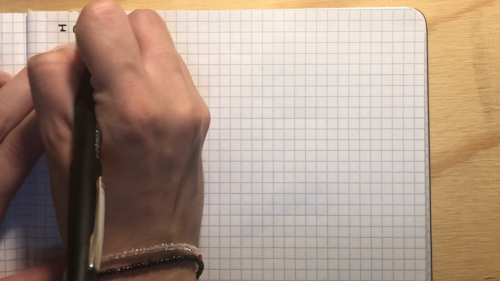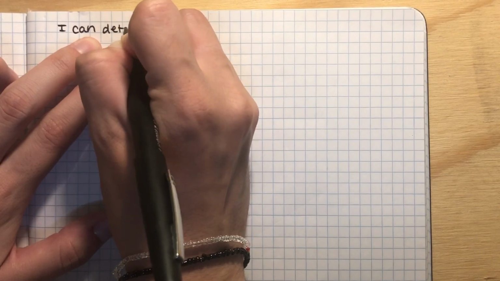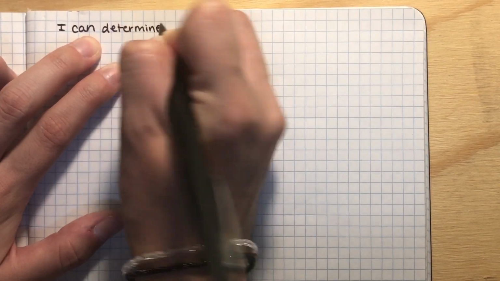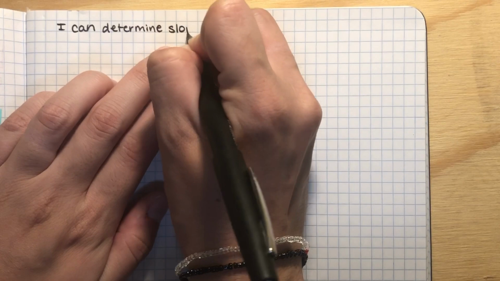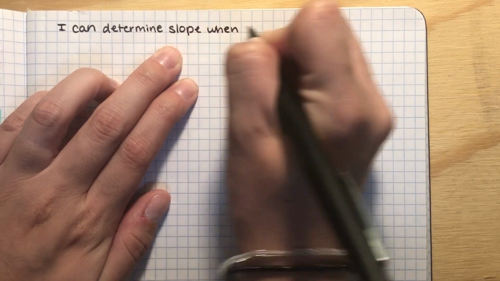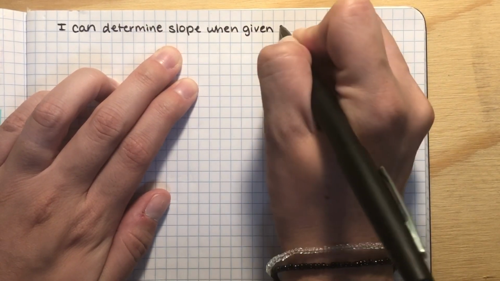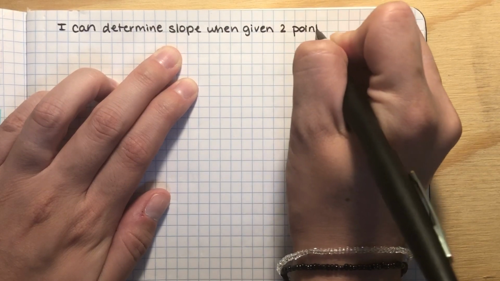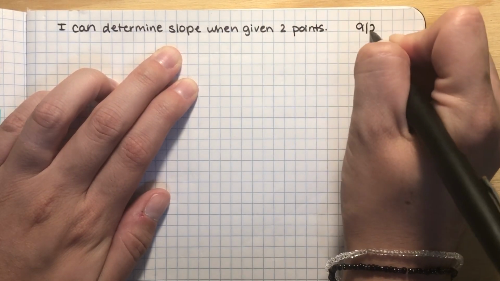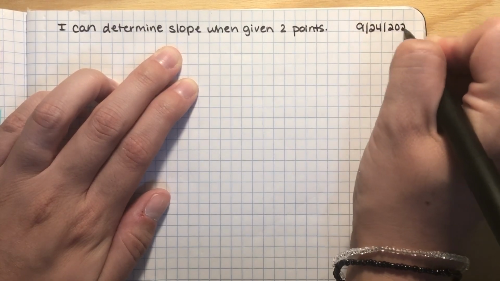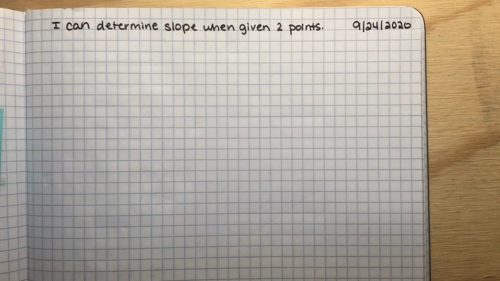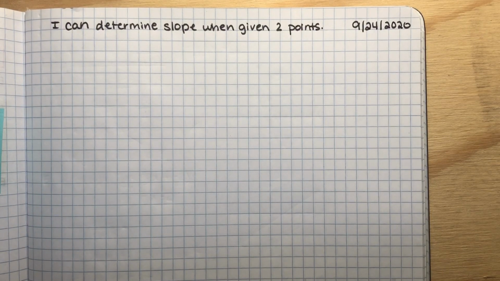All right, so today we are going to go over a new topic with our linear equations. Today we're going to say I can determine slope when given 2 points. And write the date, whatever that might be today. Okay, I can determine slope given 2 points.